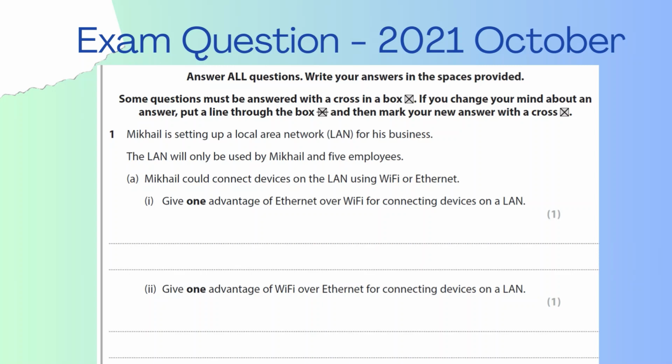And the second one, give one advantage of Wi-Fi over Ethernet for connecting devices on a LAN. One advantage of Wi-Fi. So you can say with Wi-Fi, users can move around with their devices easily, and Wi-Fi has simpler infrastructure. Or with Wi-Fi, it's easier to install, and it's easier to add more mobile devices. Any of these, and you will get 1 mark.